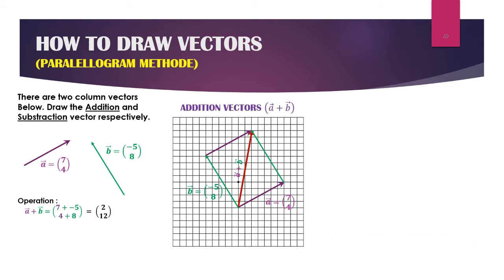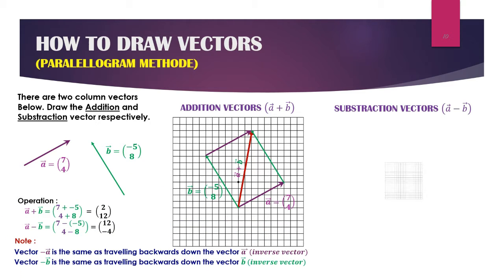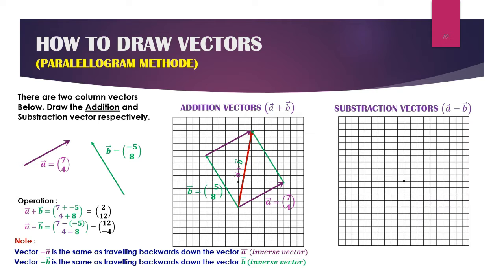And the subtracting vectors, a minus b. Remember, vector minus b is the same as traveling backward down vector b. Look at the diagram of subtracting vectors: vector a, vector b, as inverse vector b. Okay, we copy the parallelogram. We got the resultant vector.